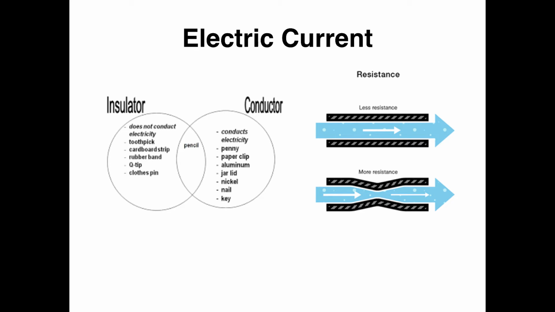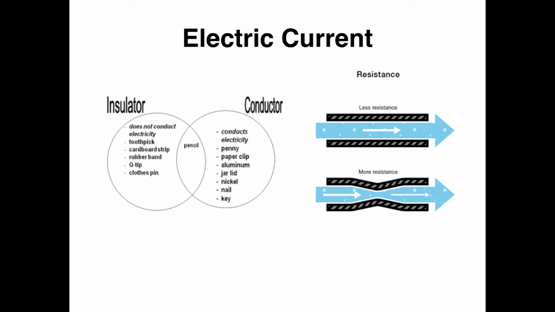Now let's talk about conductors and insulators and the concept of resistance. Remember that insulators are things that do not conduct electricity. Wood, like a toothpick, a piece of rubber, like a rubber band, a Q-tip, things of this nature. A pencil is marked here as something that sort of intermediately conducts electricity, and then there are things that do conduct electricity, like a penny, which is made of copper, aluminum, a nail, which is made of iron.